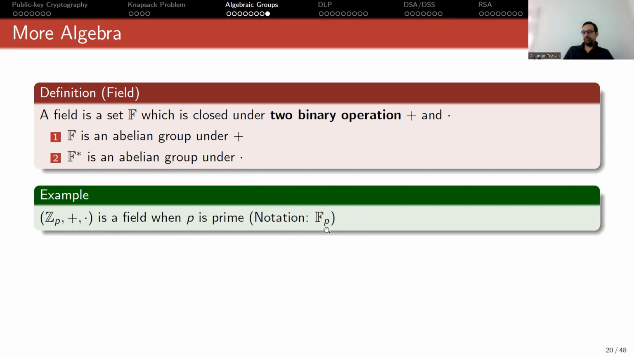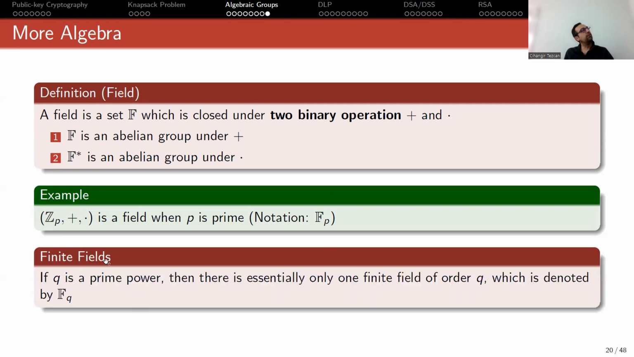This is a field when p is prime, and generally we use this notation Fp. Electronics engineering people generally refer to it as GF(p), saying that this is a Galois field. And it is, but it is just a matter of taste. So mathematicians prefer to use this notation. So finite fields. If q is a prime power, then there's essentially only one finite field of order q, which is denoted by Fq. So this means that, by choosing these operations or sets, I can create different finite fields.